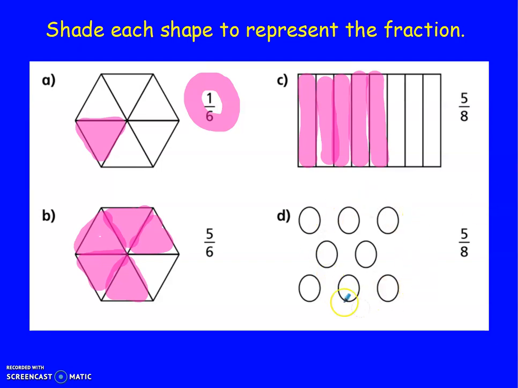Let's have a look at the ovals then. We've got 8 ovals altogether. 1, 2, 3, 4, 5, 6, 7, 8. And it's asking us to shade 5. 1, 2, 3, 4, 5. Well done if you managed to get that right.